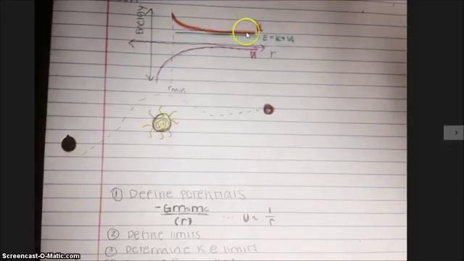And then we know that it's going to increase exponentially because velocity squared as it gets closer. And then R min is going to be the maximum velocity. So we can go ahead and stop there.